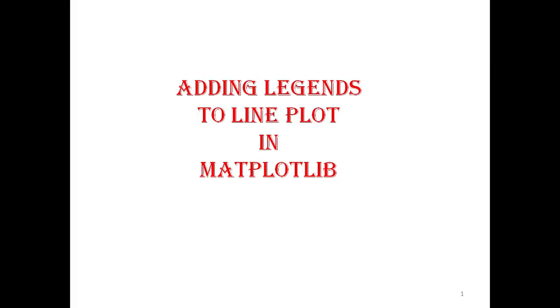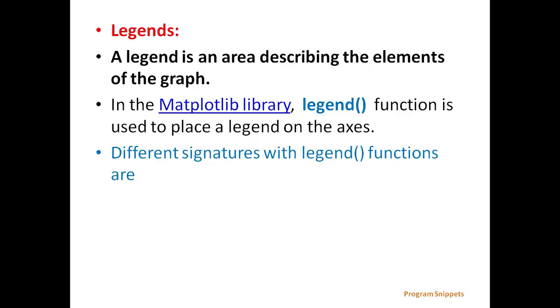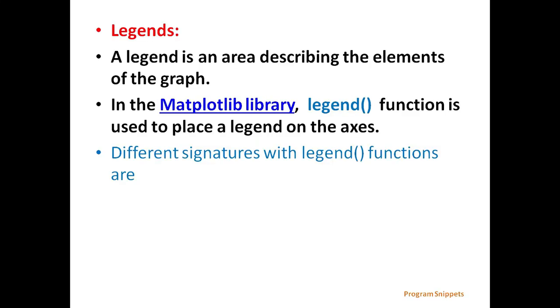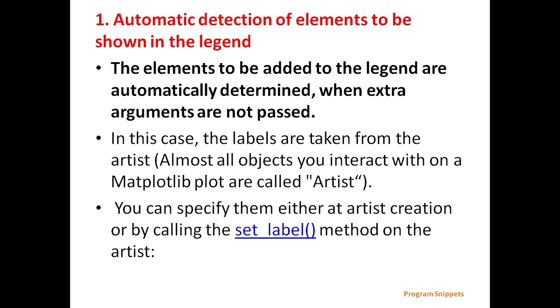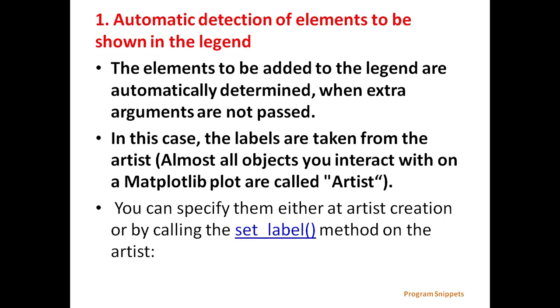Here we will see adding legends to the line plot on Matplotlib. Legend is an area which describes the elements of the graph. The legend function is used to place the legend on the axis. Different signatures with the legend function are: the elements to be added to the legend are automatically determined when extra arguments are not passed. In this case, the labels are taken from the artist.